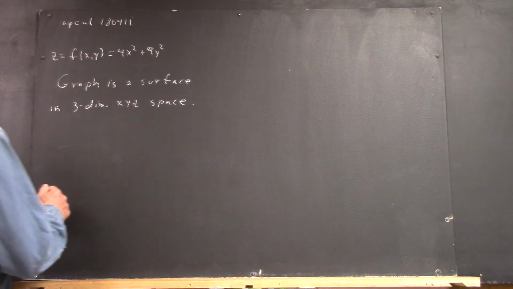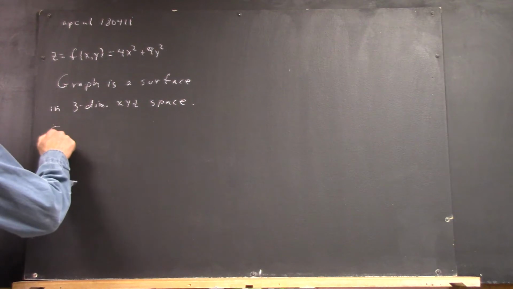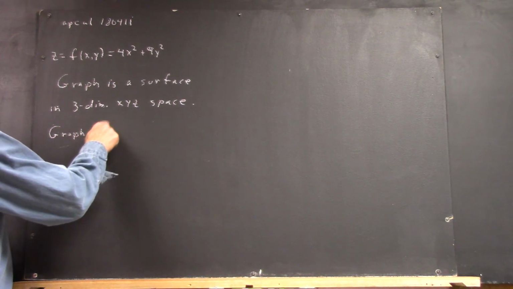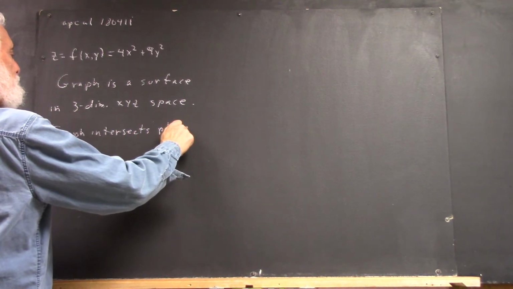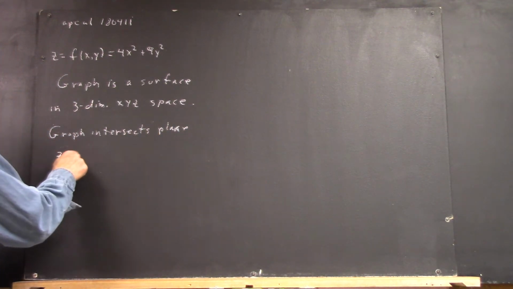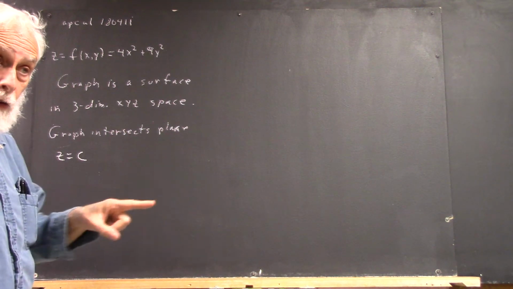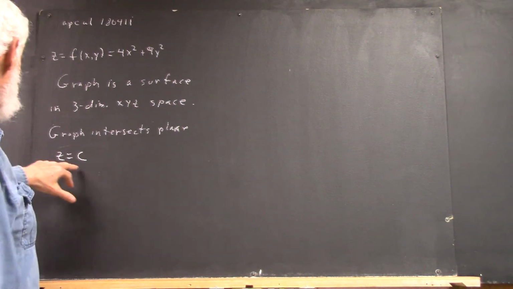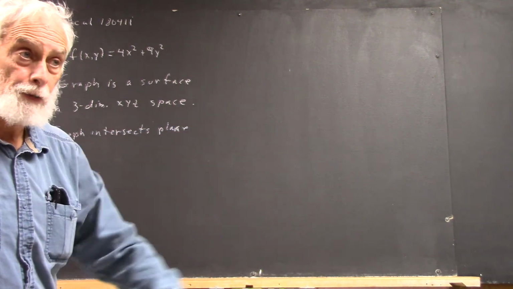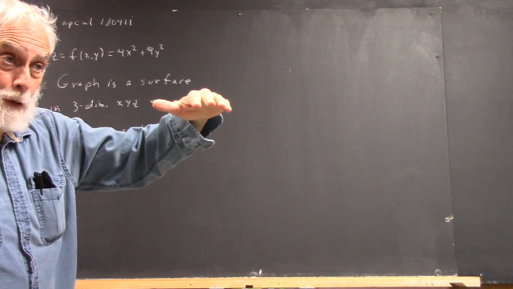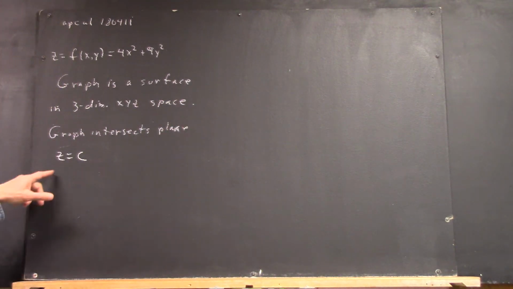Then the graph intersects the plane z equals C, and this is a plane because you've got your x, your y, and your z. If z is C, which is a constant, then it's all the points where z equals C, which is all the points parallel to the xy plane, but up here where z equals C. Or maybe C is negative, so it'd be down here, below the xy plane. Okay?